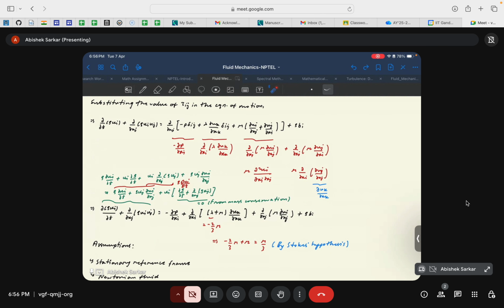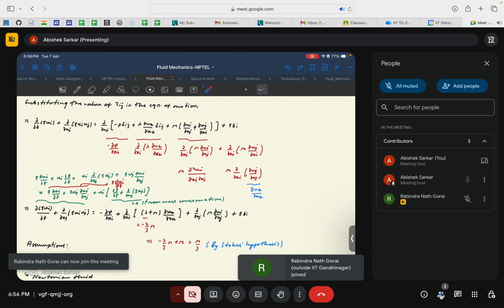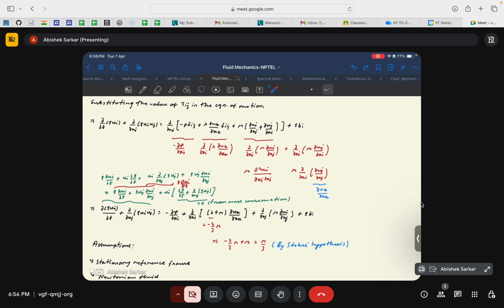So from this term you will get minus dou p by dou xi. Now if you operate on this term, you will get dou by dou xi of lambda dou uk by dou xk. How this is obtained is through the operation between the differential operator dou by dou xj and the Kronecker delta delta ij, which ends up as dou p by dou xi.